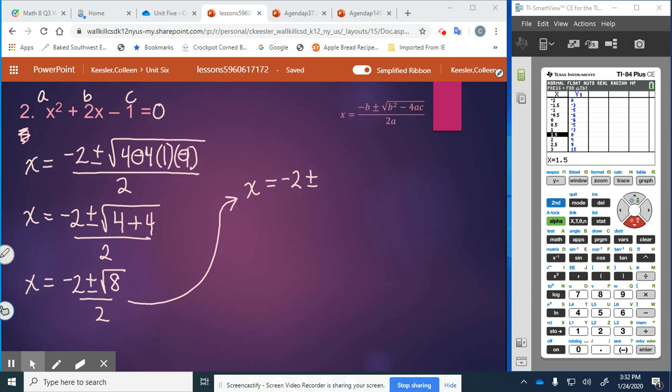We know 8 is 4 and 2. Square root of 4 is 2. Leave the 2 all over 2. Lots of 2's going on there. And then we can simplify this because 2 and 2 are divisible by 2. We leave the radical alone. We get x equals negative 1 plus or minus the square root of 2, which means we have irrational roots.